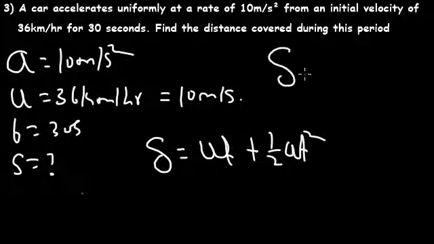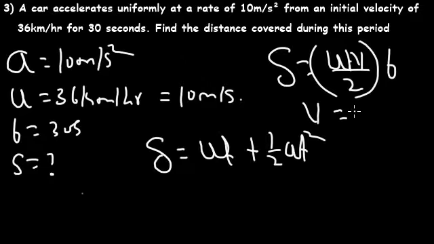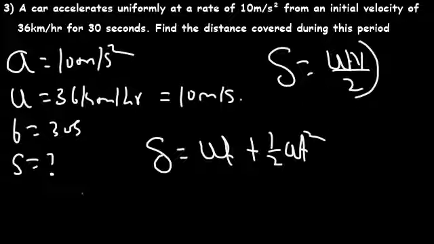The reason why we won't use s equals u plus v over 2 times t is because we don't have v. However, if you like, you can find v using v equals u plus at. After that, you can now go ahead and find your s. So it depends on your choice.